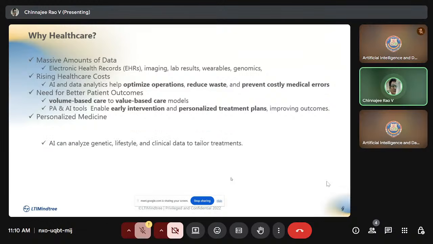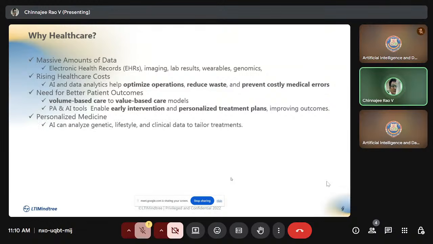Then personalized medicines. It will use genetic, lifestyle and clinical data to tailor the treatment. Instead of going in different angles, at the end they find that tailor-based medicines are already available. For a particular disease, AI itself will tell you this is the medicine and this is the treatment you have to do. What kind of treatment has to be done for the particular patient, AI will also predict and give. That will be very useful in current situations.